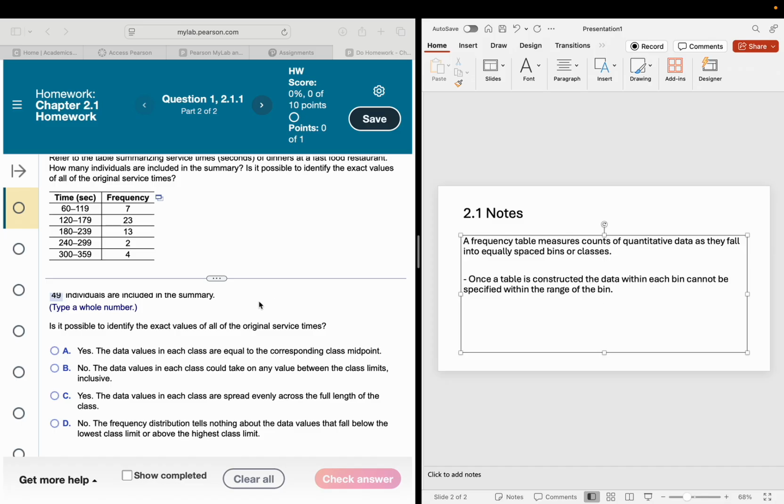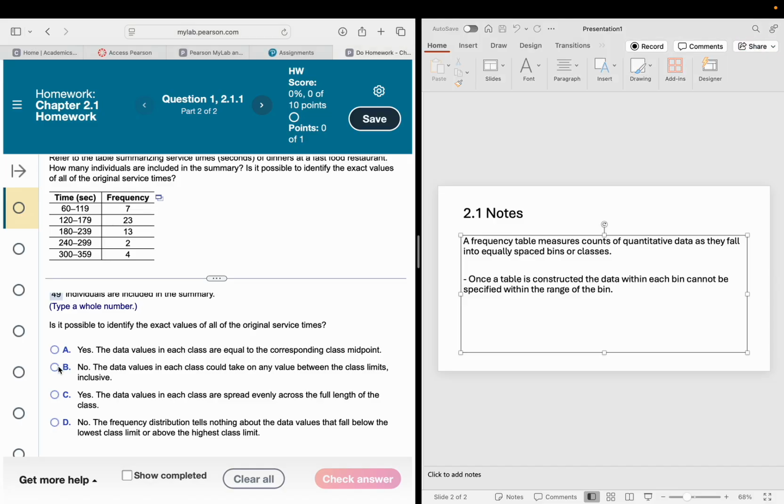That's some fancy wording, but essentially, I just know there are 7 orders that took between 1 minute and 2 minutes. Maybe it took 1 minute and 1 second. Maybe all 7 of them were right up to the last second, all in the second before 2 minutes, or maybe they were evenly spread within there. Maybe one was 65, one was 75, one was 85. We don't know. So no, it doesn't tell us anything about the data between the limits, but we just know that each of these 7 points falls within the class limits, as we call them, or bins.